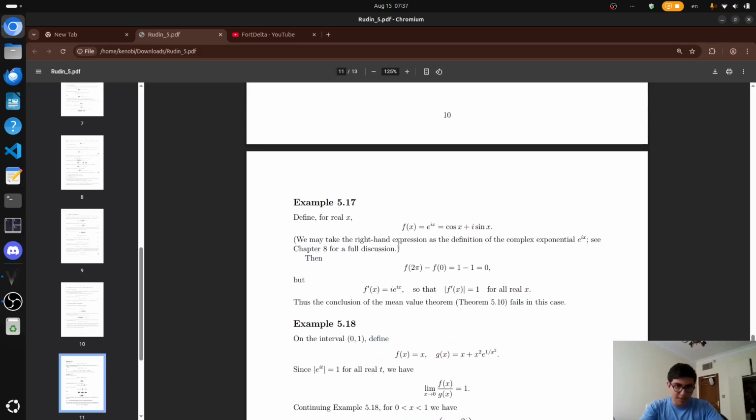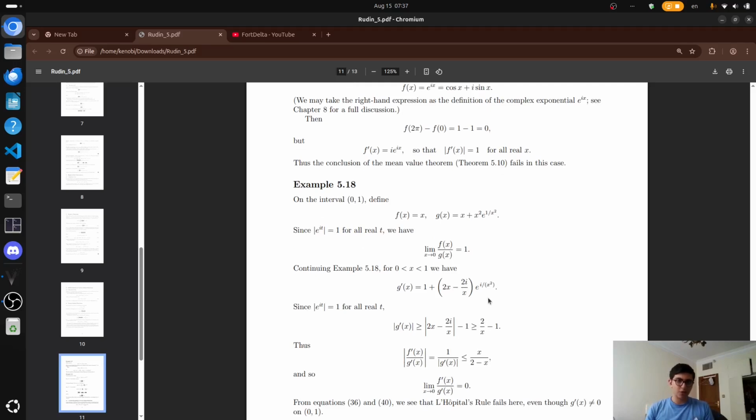So, for example, we take f(x) = e^(ix), which is cosine of x plus i sine of x. f(2π) minus f(0) is 1 minus 1 equals 0. And we know f'(x) is equal to i e^(ix), and the absolute value of this is going to give you 1. If we use the mean value theorem, there must be something that has its derivative be 0, because the difference is 0 divided by 2π, which is still 0. But we know that the absolute value of all these things is 1, so it can't be 0. So that means it fails to work.